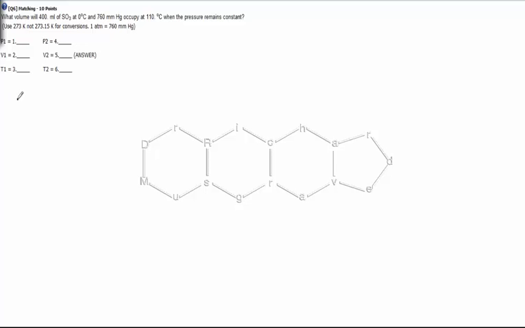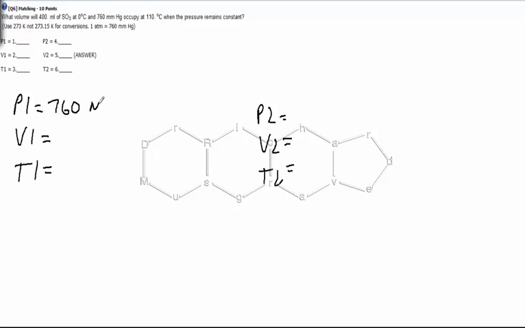Alright, so we're going to set up our problem the same way we've done in the past. P1, V1, T1. And over here I'll put P2, V2, and T2. And since we want the answer over here, I'll put this first set of conditions over here. The first set of conditions says 400 milliliters of SO3 at 0 degrees Celsius and 760 millimeters of mercury. So that's our first set of conditions right there. We've got a temperature, a volume, and a pressure, and they're all together. So the pressure here is 760 millimeters of mercury.